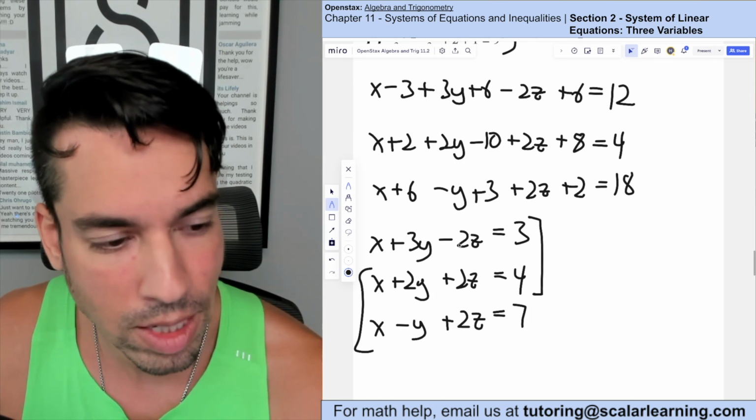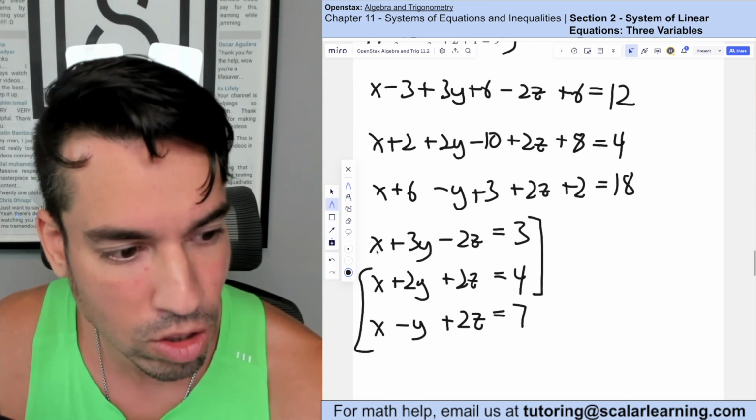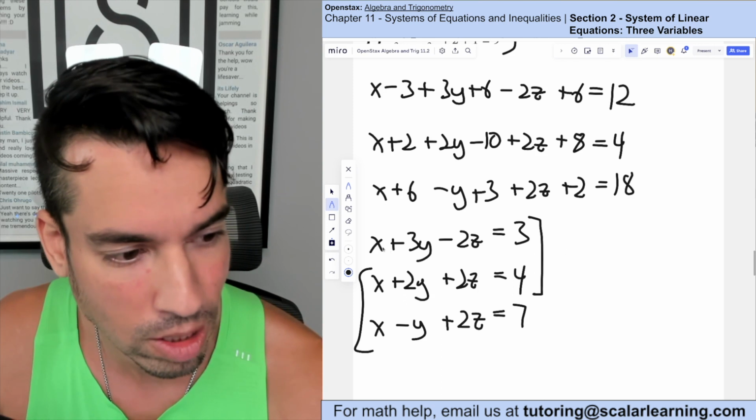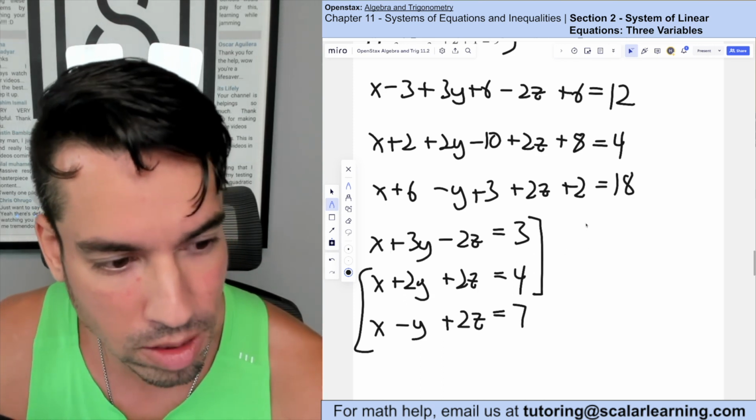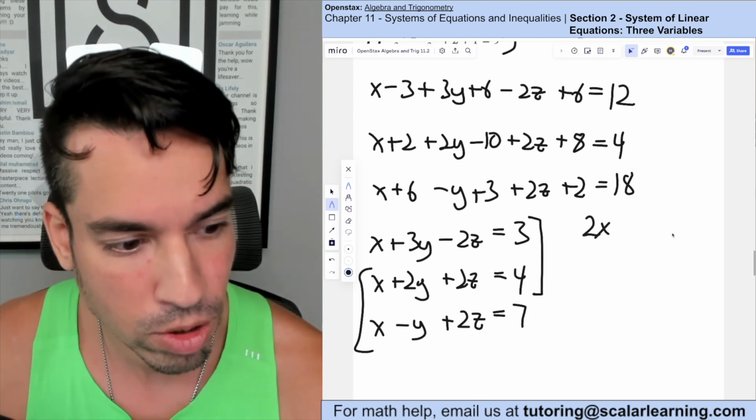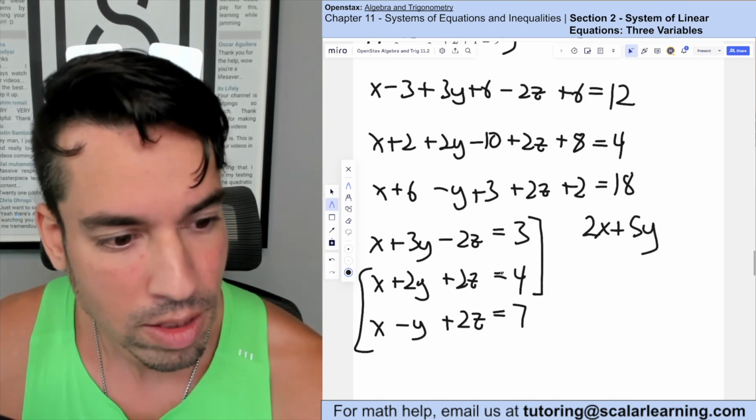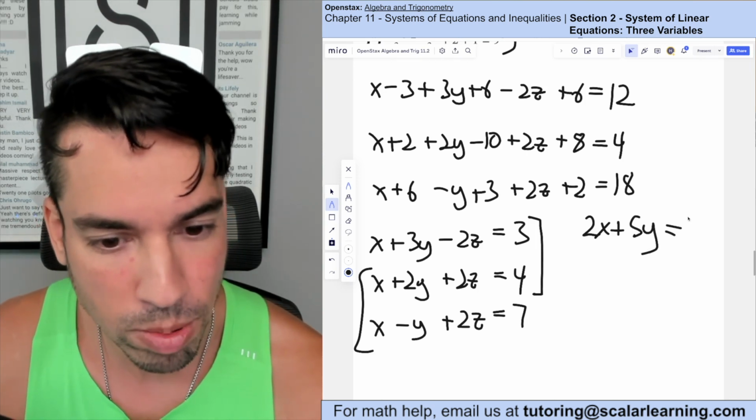So to eliminate the z's in the top two, it's really easy. I just add the equations as is, right? I don't have to change anything, so I'm not even going to rewrite it. x plus x is 2x, 3y plus 2y is 5y. The z's are going to cancel out, and then we got 3 plus 4 is 7.